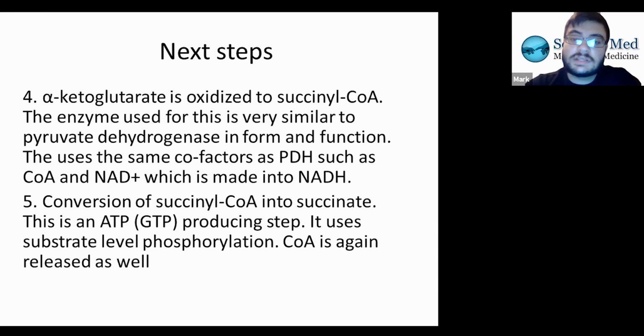Okay, so this is the second energy step. Again, this makes 1 per cycle, 2 per glucose. So now we're up to 4 NADH per glucose so far.